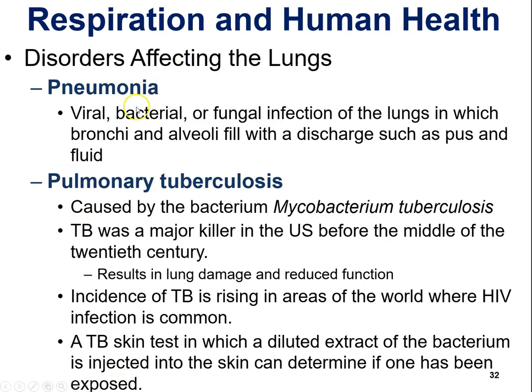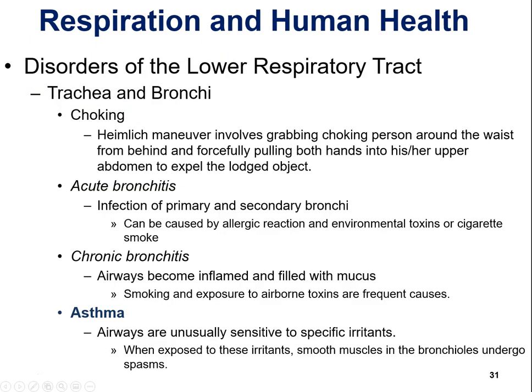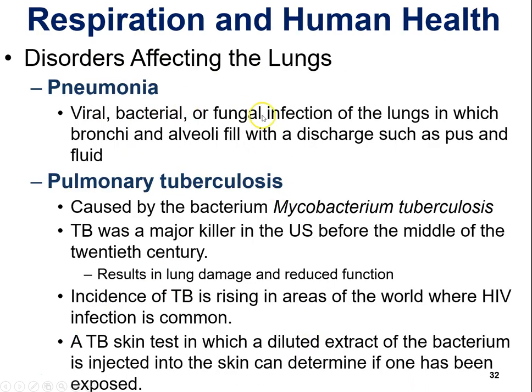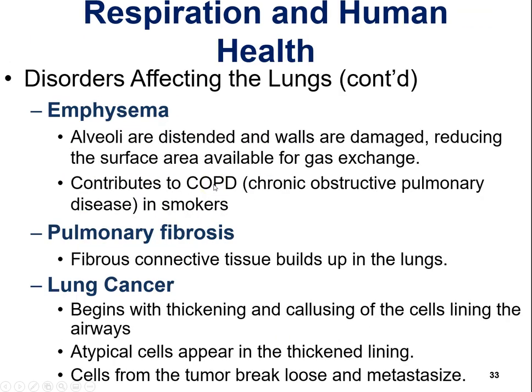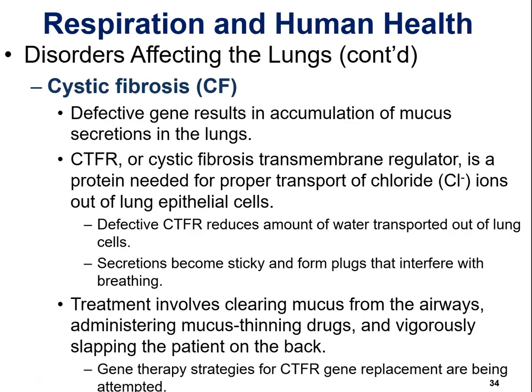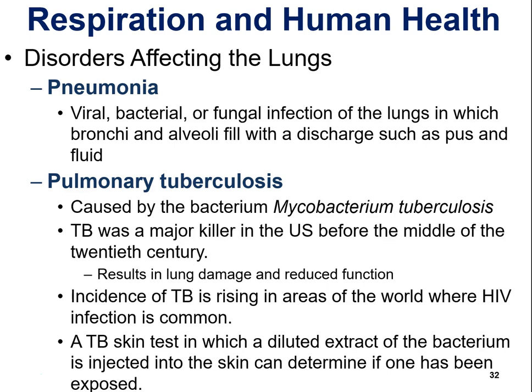All right, so more disorders, now particularly affecting the lungs. If we're talking about bronchitis and asthma, that's trachea and bronchioles, okay? But now if we're getting into the lungs, pneumonia and tuberculosis are disorders that affect the lungs. Emphysema, pulmonary fibrosis, lung cancer, cystic fibrosis, all of these will affect the lungs, okay? Now, pneumonia can be caused by a virus, by bacteria, by fungus, okay? It can be caused by a lot of things.